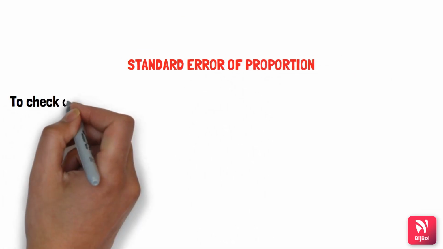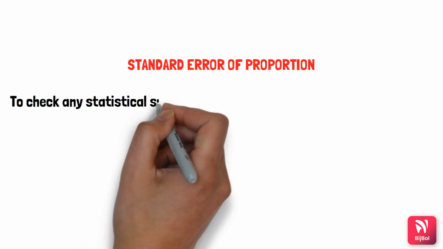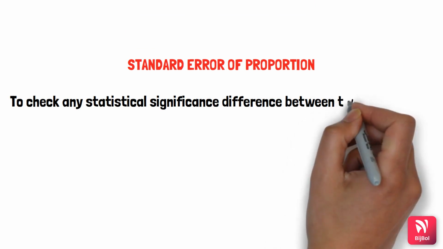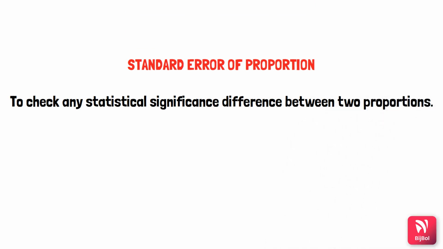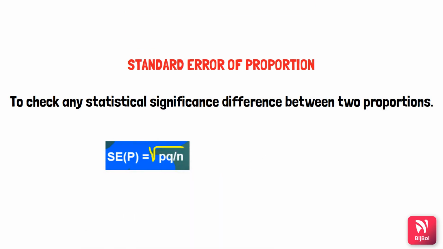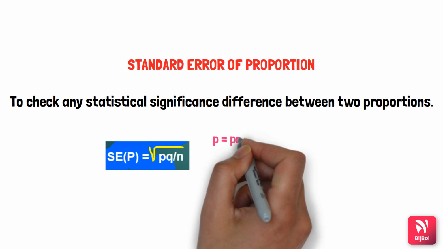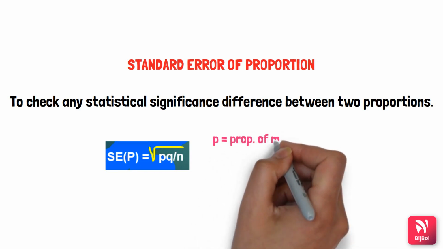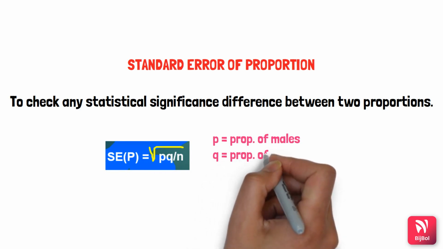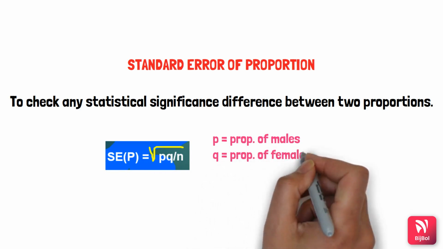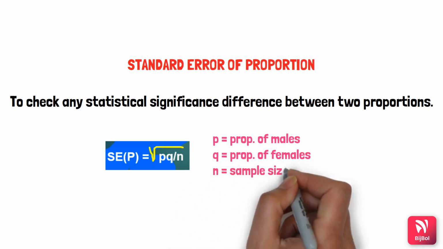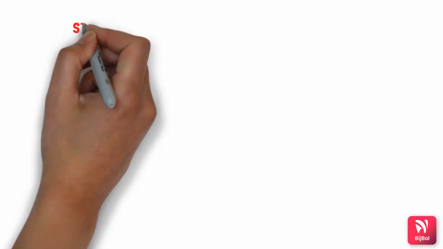Now, similarly, you get this in the form of proportion. The standard error of proportion quantifies the precision of the proportion. That is, it is a measure of how far your sample proportion is likely to be from the true proportion of the population. Your sample population is compared to the original population, where P is the proportion of the males, Q is the proportion of the females, for example, two different rooms, and N is the sample size.